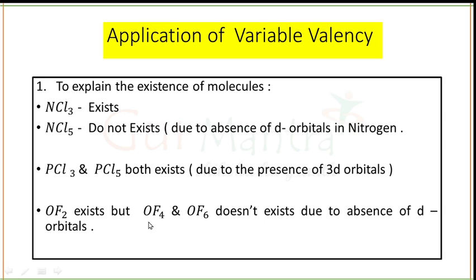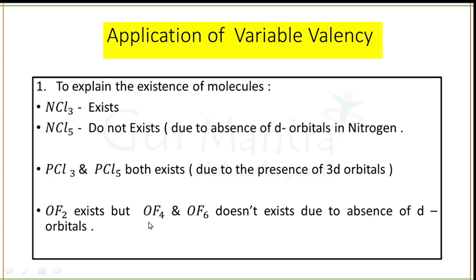Next is application of variable valency. We have seen the valency, we have seen the covalency. Valency is the number of unpaired electrons present in an atom or molecule, and covalency is the number of unpaired electrons in the excited state present in the particular atom or molecule. So now the application of variable valency.